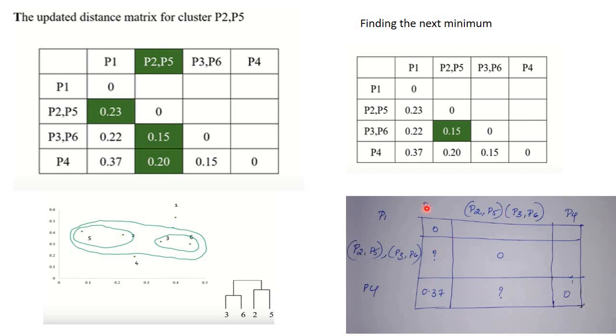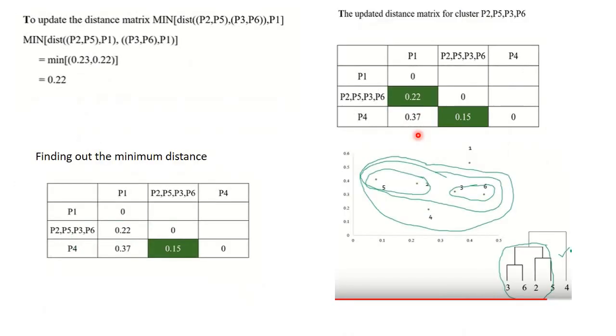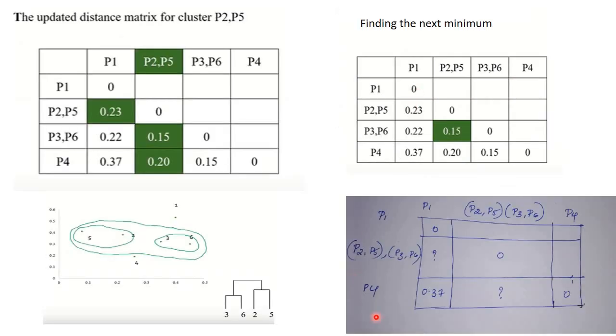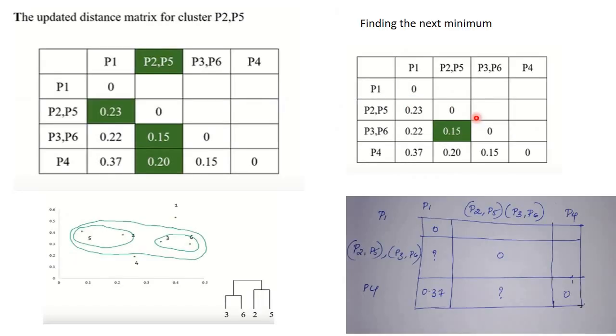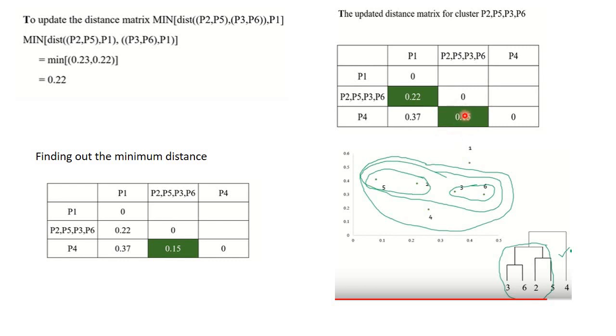So what do I do now? Whether P1 is closer to P2, P5. P1 is 0.23 and P1 to P3, P6 is 0.22. So 0.22 is smaller. So I replace this with 0.22 here, right? And then I have to check whether P4 is closer to P2, P5, that is 0.20, or P4 is closer to P3, P6, that is 0.15. So anyways, that's going to be 0.15 itself.